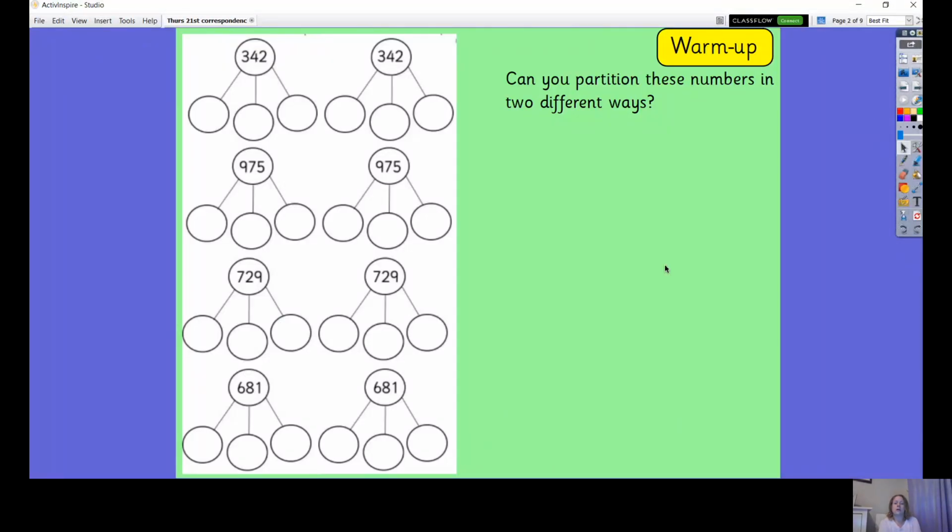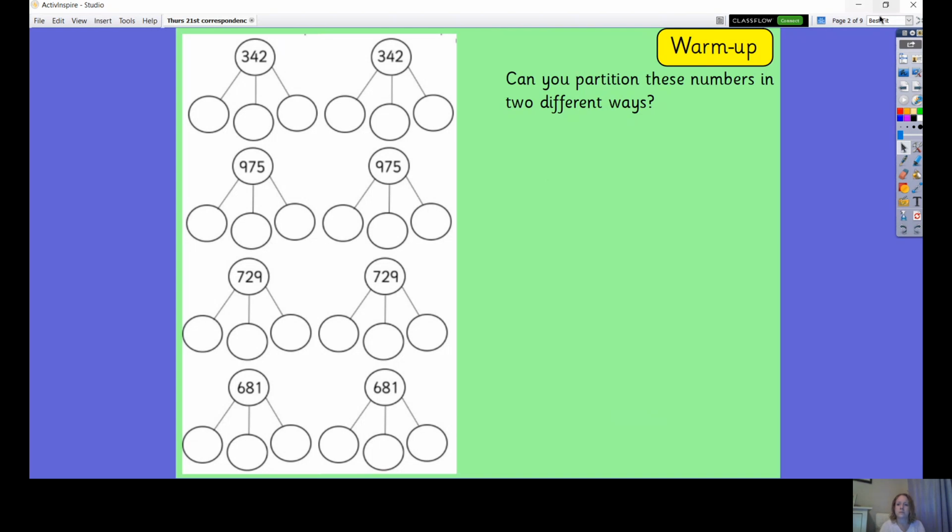So I would like you in a second to pause the video and have a go at partitioning these numbers in two different ways. Okay, so I would suggest for the first way that you partition is probably going to be into hundreds, tens and ones, because that's just a really easy way to do it. And then this one, you can partition it any way you like, as long as those numbers add up to the total at the top there. So pause the video now and have a go at that.